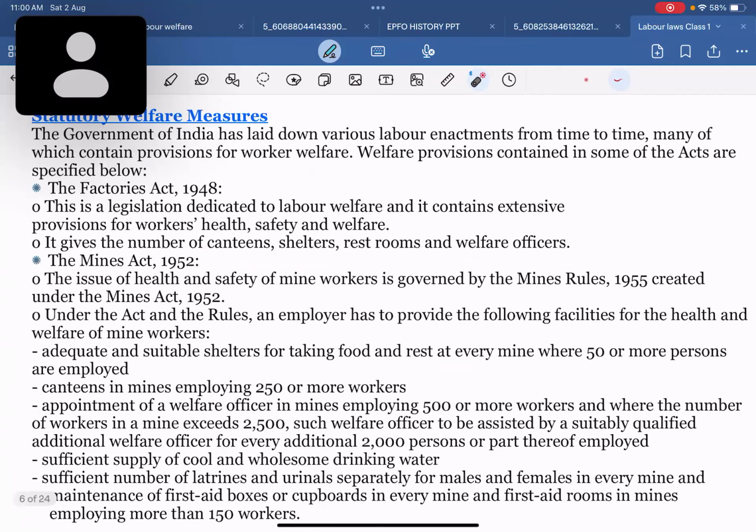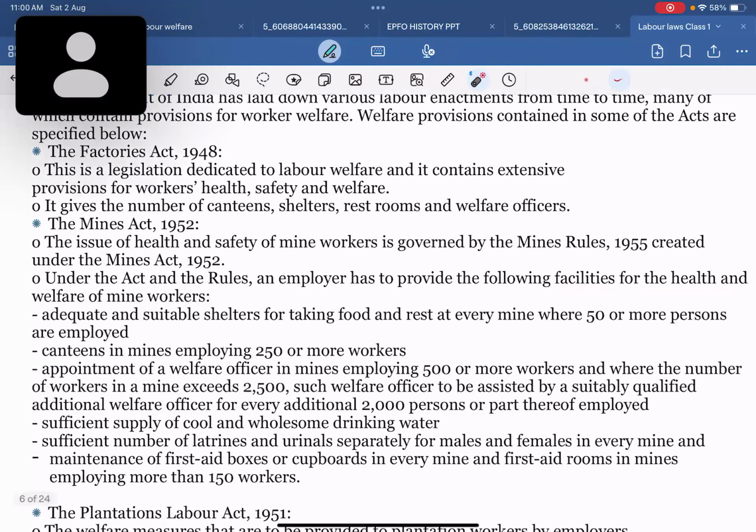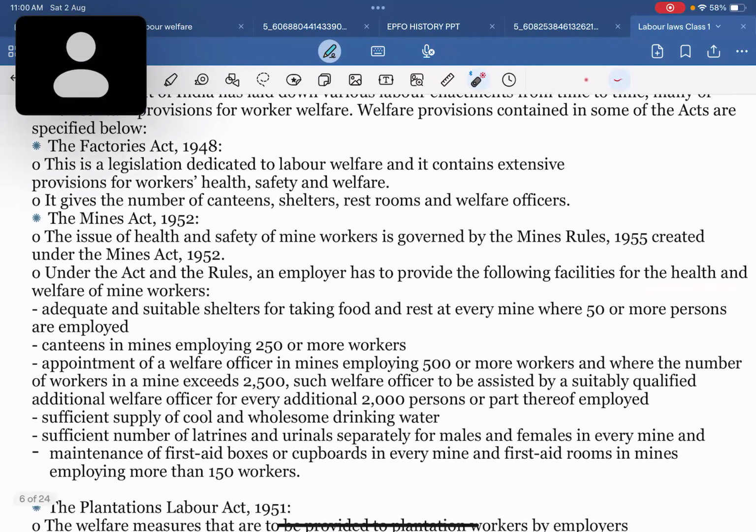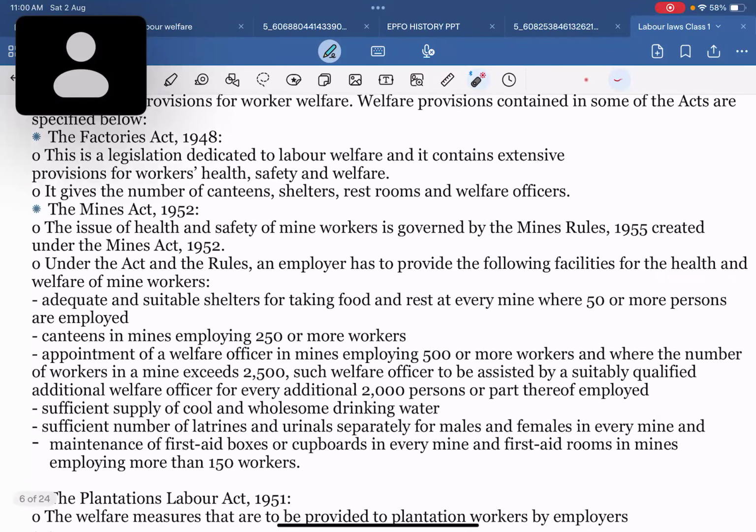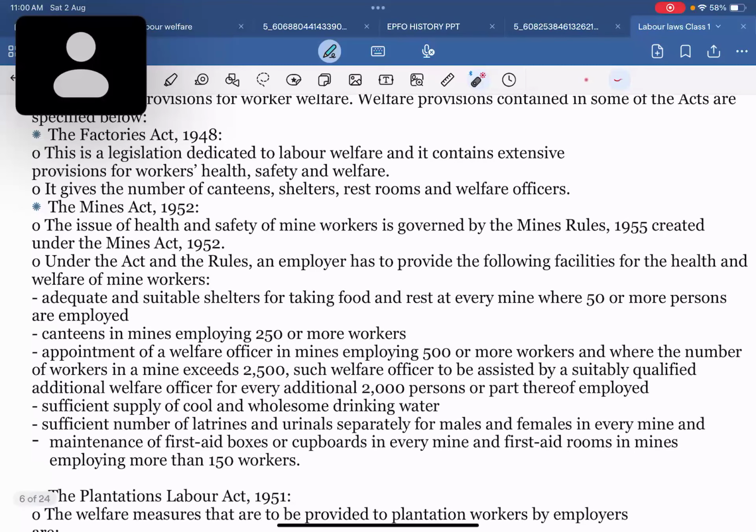Next comes the Mines Act. The issue of health and safety of mine workers is governed by the Mines Rules 1955, created under the Mines Act 1952. Under the Act and the rules, an employer has to provide the following facilities for the health and welfare of mine workers. What are the following facilities? Adequate and suitable shelters for taking food and rest at every mine where 50 or more persons are employed.